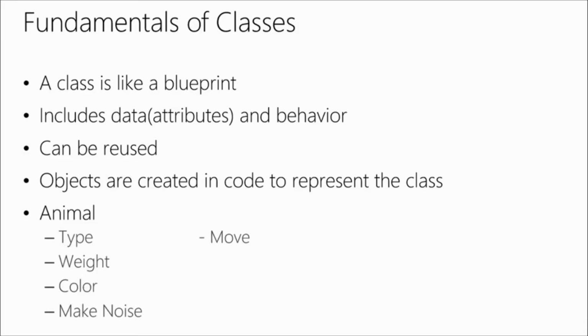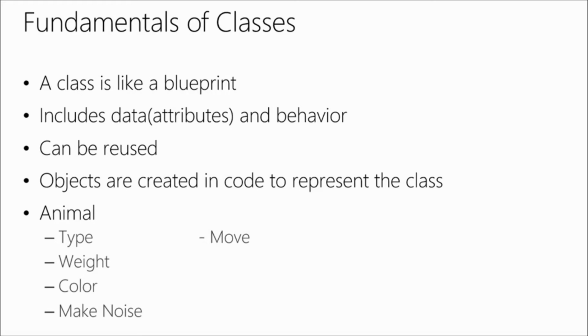Let's switch to our slide here, and we can see an example of a class that we've called Animal. The attributes are the type, the weight, and the color. We'll represent this in code in the demo shortly. That is considered the data or the attributes of that particular animal class. It has a type, it has a weight, it has a color. And I'm sure you could come up with a number of other types of attributes that you want to associate with a particular animal.